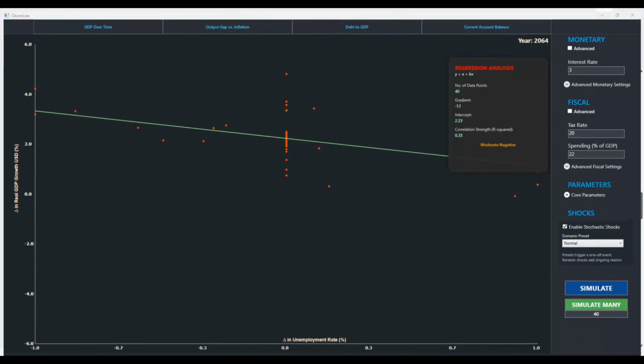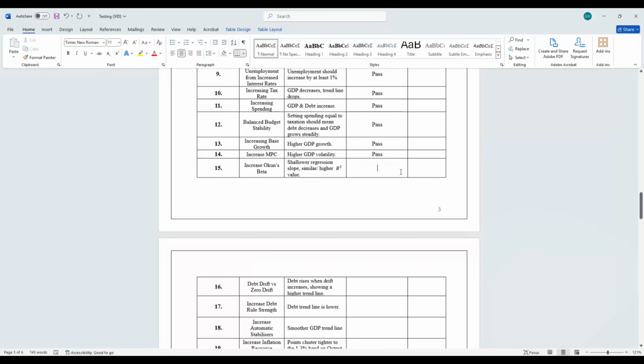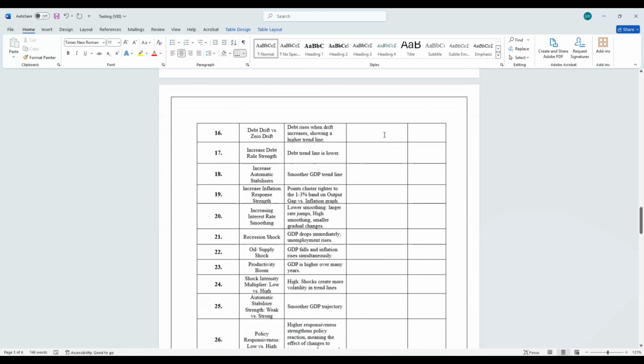boundary. So when we increased Okun's beta coefficient, we had a shallower regression gradient with a similar to higher R-squared value, so we can mark that as a pass. We want to test 16, and this is testing the effect of debt drift. So we'll be testing the simulation without any debt drift and seeing how that affects with some value of debt drift. And when we increase debt drift from 0 to whatever value we'll be increasing to, debt should rise when drift increases, showing a higher trend line.